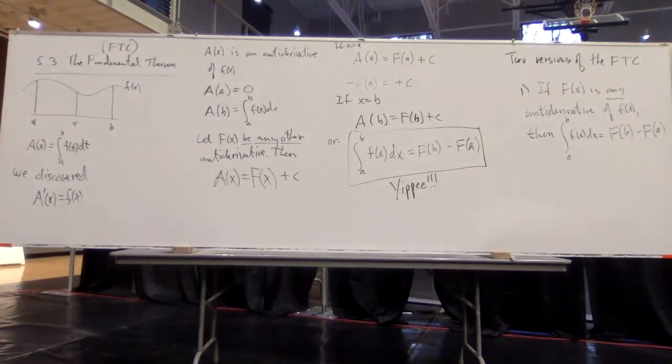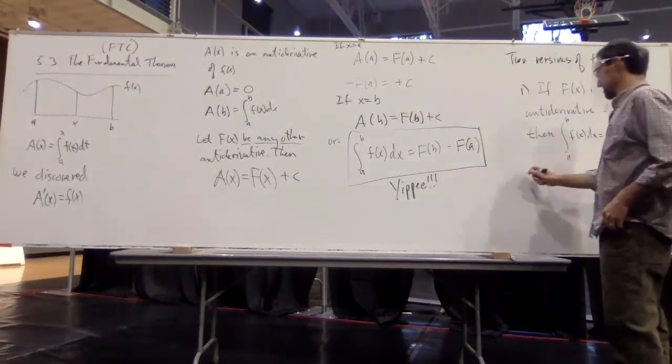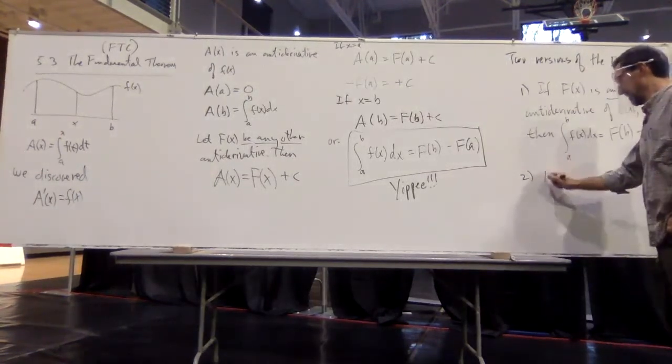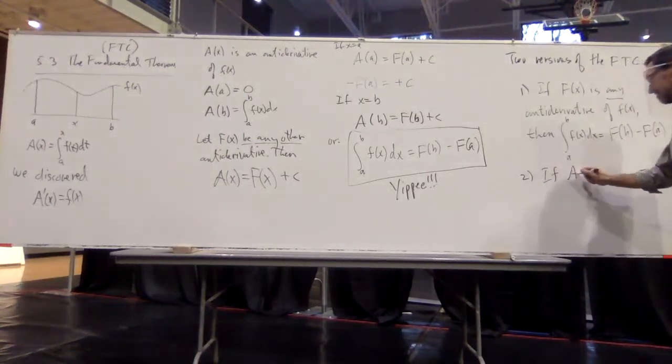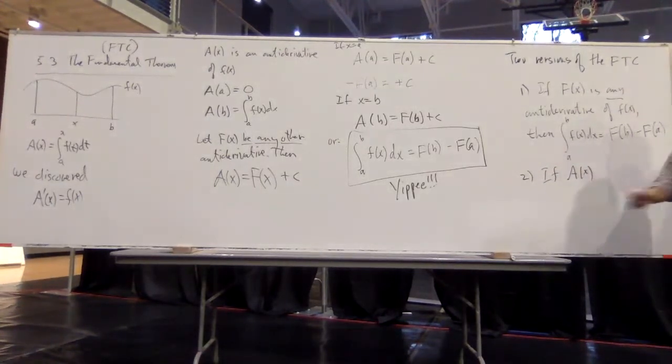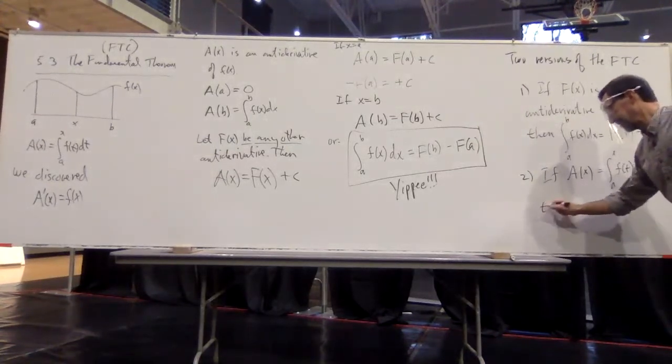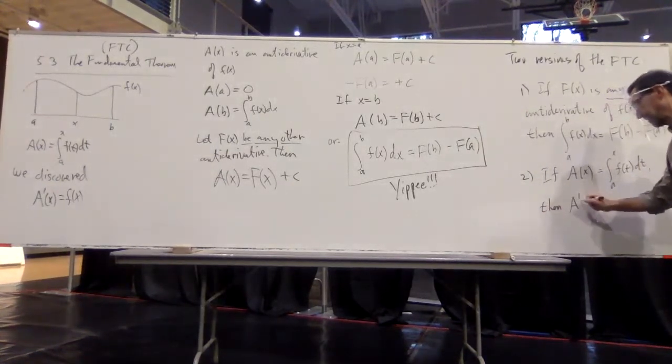So I said there's two versions. I've written the first one. This is overwhelmingly the version that we're going to use, but every once in a while, we'll use the second form, which says this. If we define a function, I'll use the same language, it doesn't necessarily need to be area, if I define a function like this, and remember here we need a dummy variable because x is the upper limit. I don't want to use it in two different ways. Then A's derivative is little f.